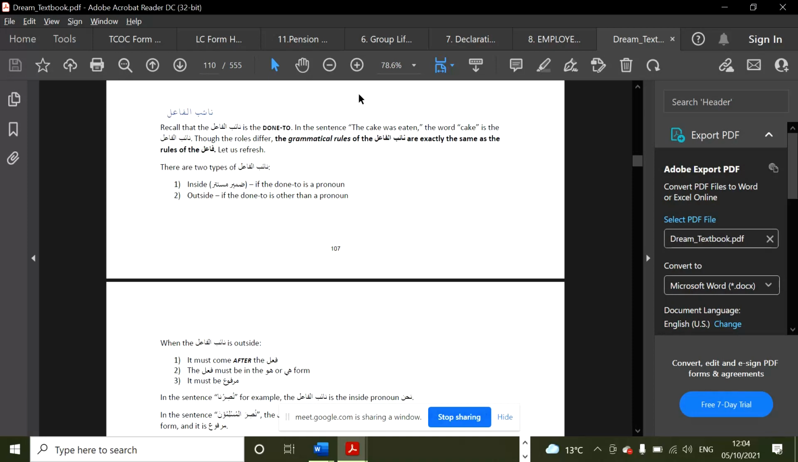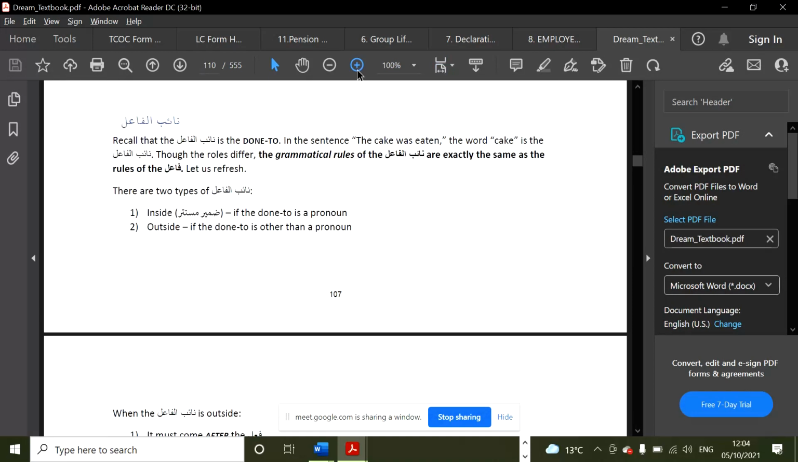Naibul fa'il is the done to. In the sentence, the cake was eaten, the word cake is the naibul fa'il. The grammatical rules of the naibul fa'il are exactly the same as the rules of the fa'il.